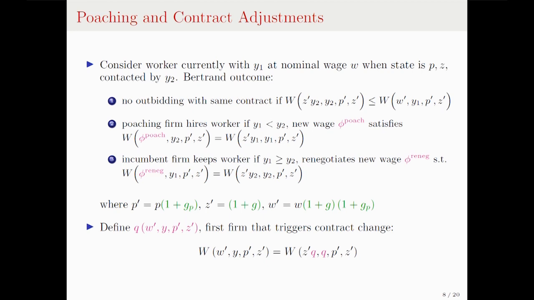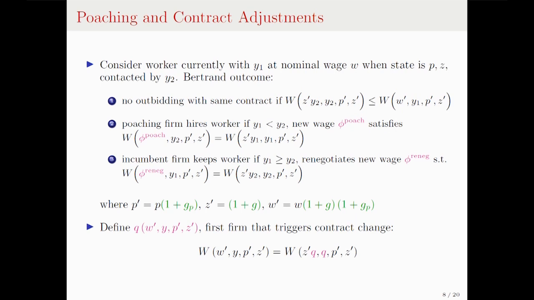that W prime, which is the wage that has been projected forward at the rate of growth of productivity and the rate of growth of the price level, if that wage is greater than the new firm basically just promising all of the output that would come from the match to the worker. So if the best that the other firm can do is offer the entire productivity and your current wage is higher than that, nothing happens. Your wage does not get renegotiated.